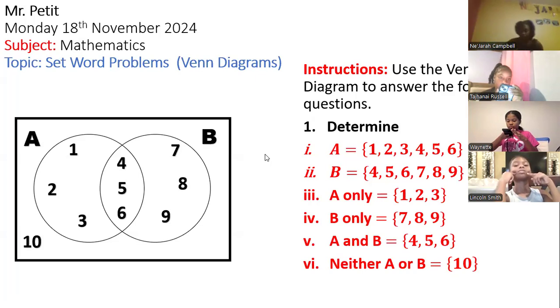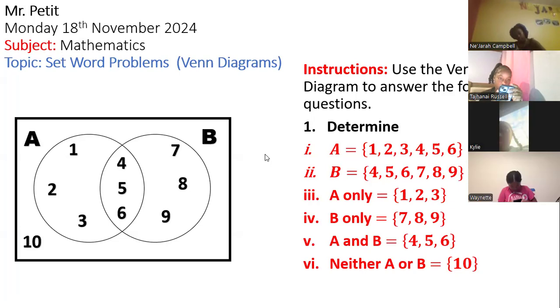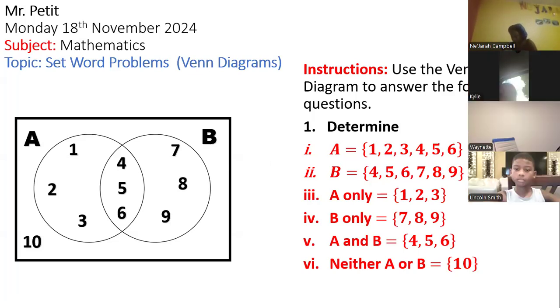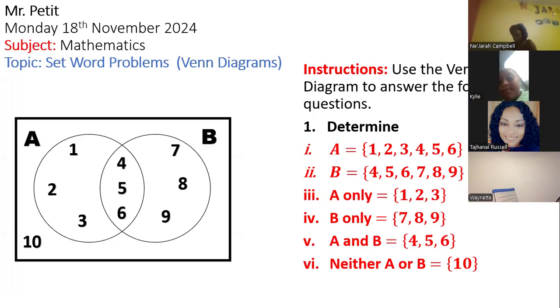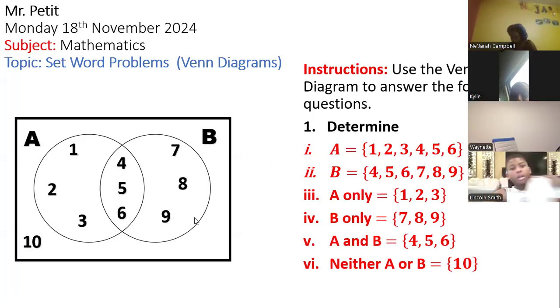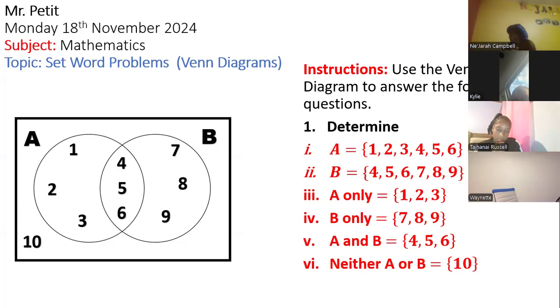Where's Kylie? Yes, sir. Can you turn your camera? Okay, there we go. Kylie, do you have this written down as yet? No, sir. Are you writing it down, Kylie? Yes, sir. Okay, what part are you on? I just now come. So which part are you on? I'm on the chart. You're on the chart, okay.